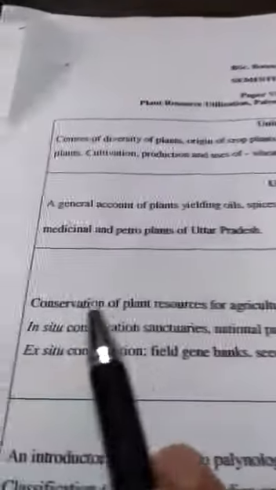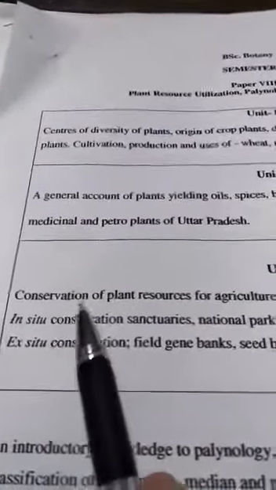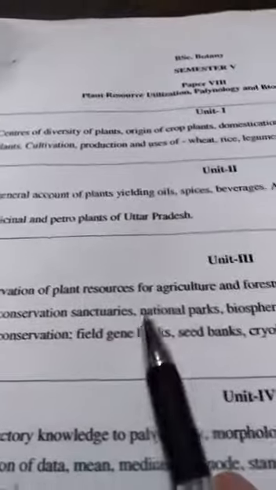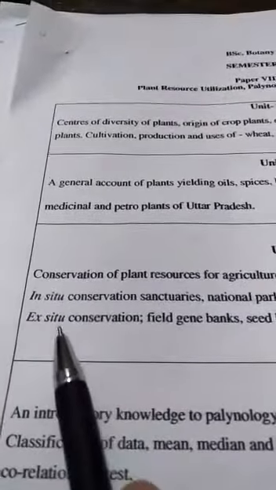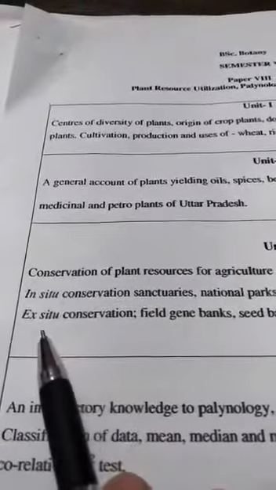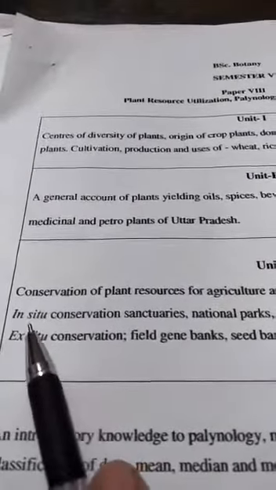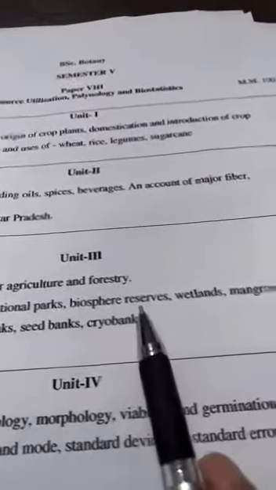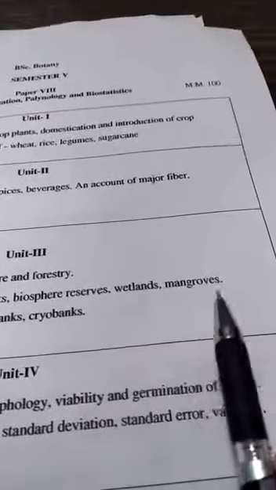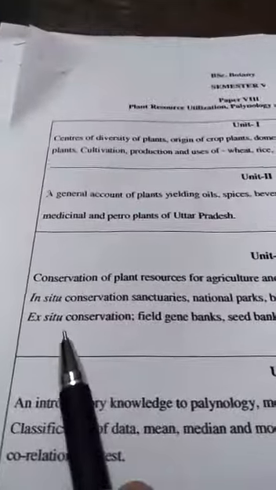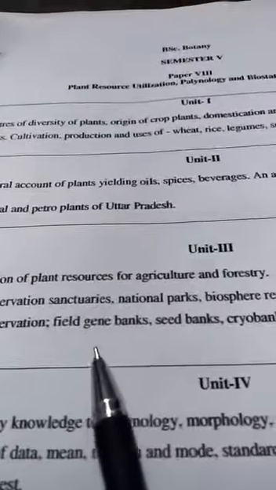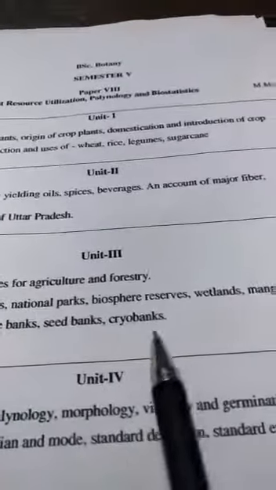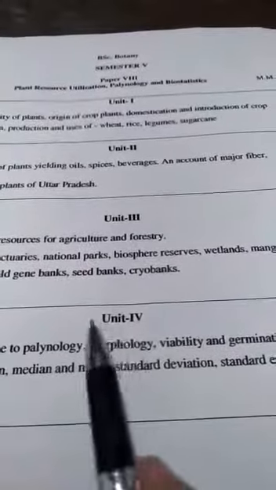In Unit 3, you have to study the conservation of plant resources for agriculture and forestry. There are two types of conservation, in situ and ex situ. In situ conservation includes sanctuary, national park, biosphere reserves, wetland and mangroves. Ex situ conservation includes field gene bank, seed bank and cryobank.